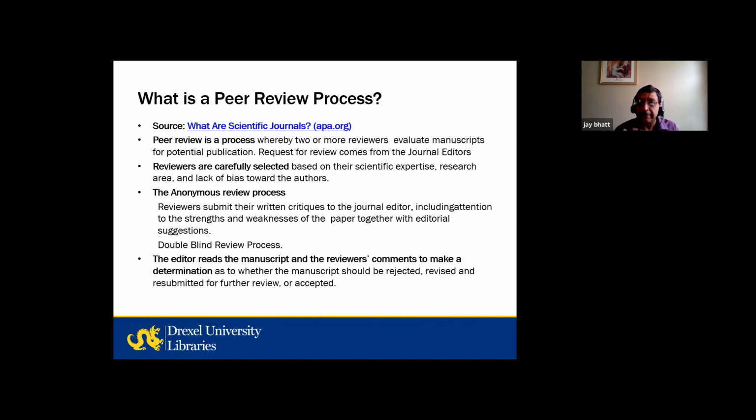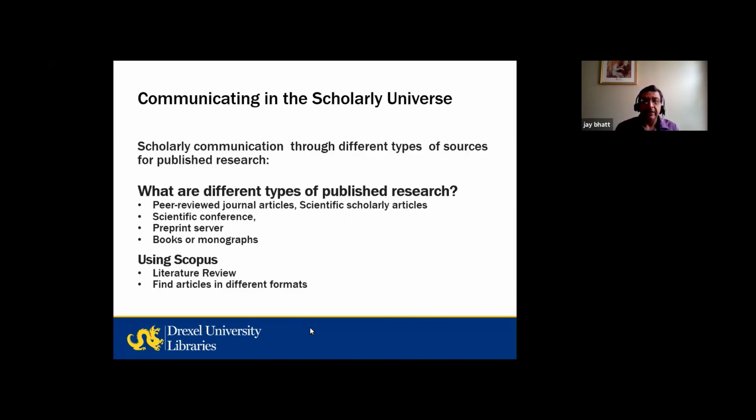And it's a double-blind review process, so that the researchers do not know who the reviewers are, and the reviewers do not know who these researchers are. So it's completely anonymous, because they want to avoid the bias. Double-blind review process: the editor reads the manuscript and the reviewers' comments to make a determination as to whether the manuscript should be rejected, or revised and resubmitted for further review. And so it is a long process, and this scholarly communication can happen in different forms.